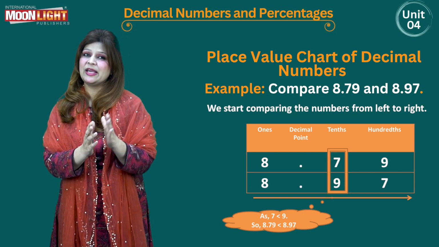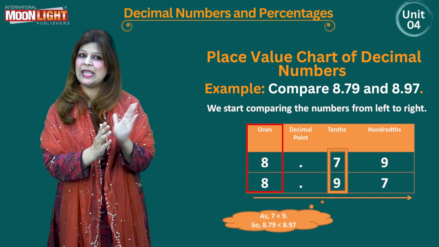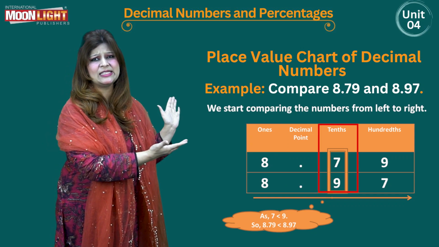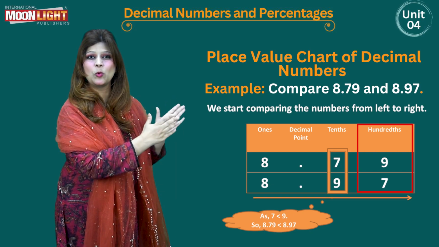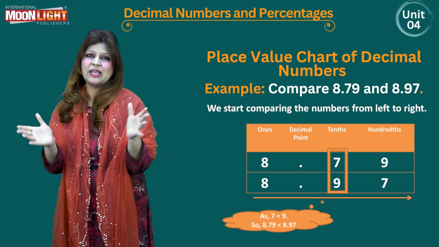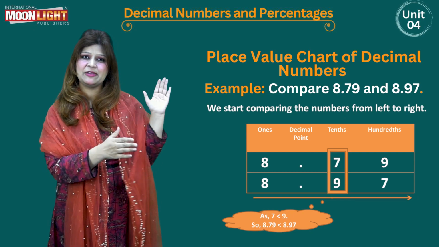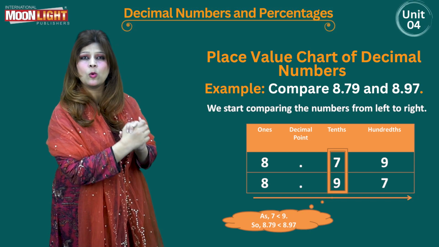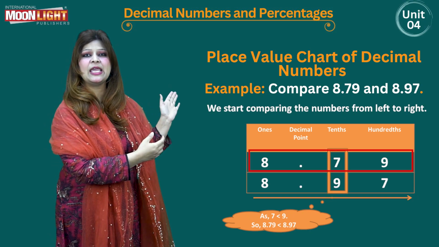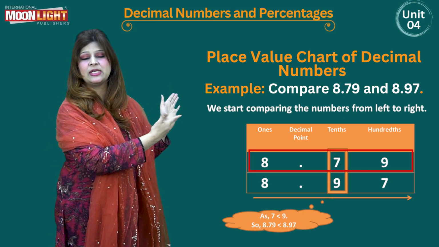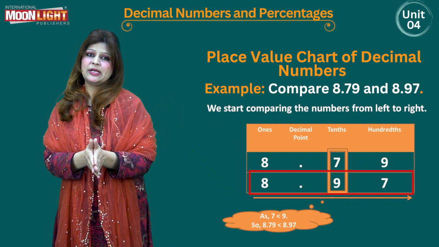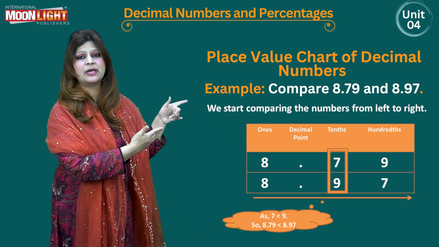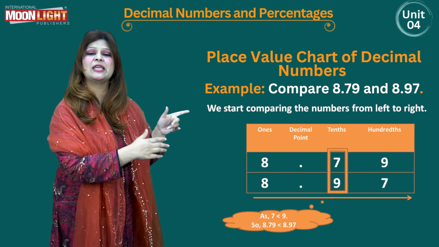Because we have a bigger number, which is ones, right over here. After ones we have the decimal point, and then tenths and then hundredths. So just focus on this, and we are going to put these given numbers in this place value chart of decimals. The first number is 8.79. We are going to put it like this. Now the second number is 8.97, so we put this number like this after the first number in the same place value chart.